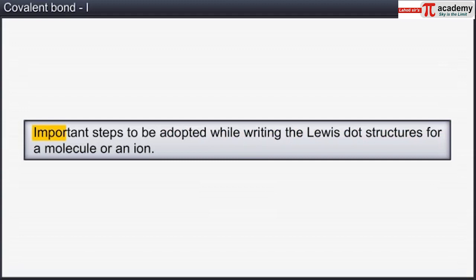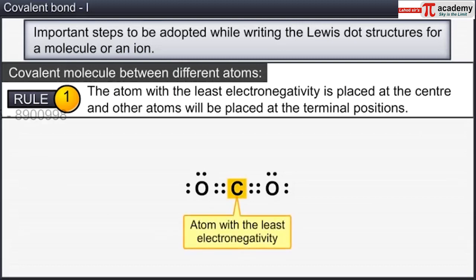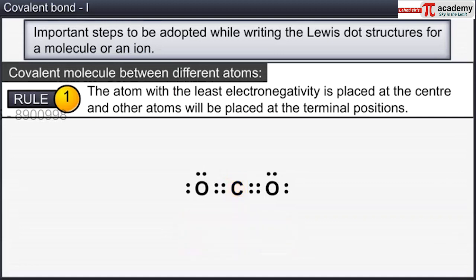Let us look at certain other important steps to be adopted while writing the Lewis dot structures for a molecule or an ion. In case a covalent molecule is formed between different atoms, then the atom with the least electronegativity is placed at the center, and other atoms will be placed at the terminal positions as shown here for a carbon dioxide molecule.